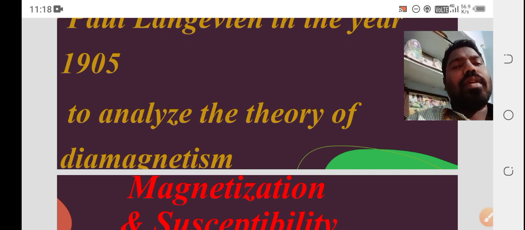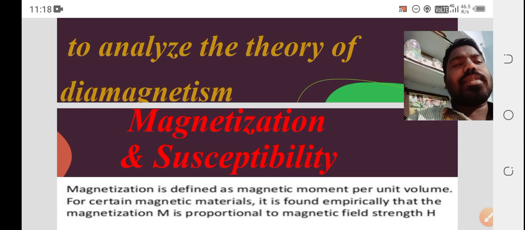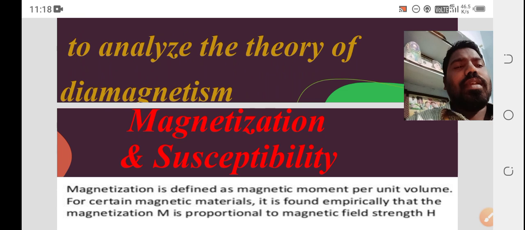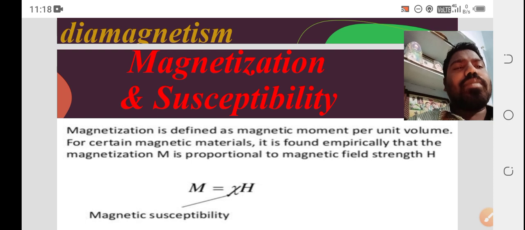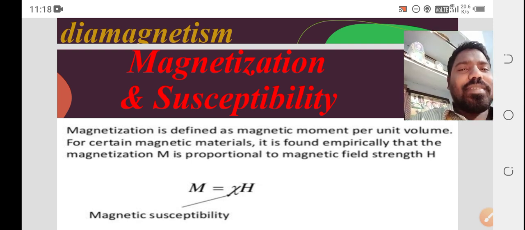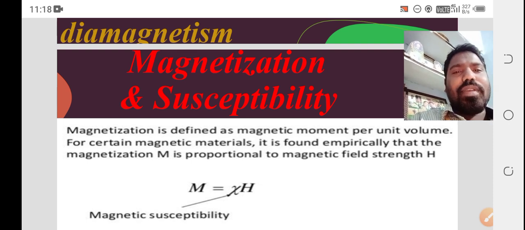Before we move to this concept, we want to know the exact relation between magnetization M and susceptibility chi. Magnetization is defined as magnetic moment per unit volume. What is magnetization? Magnetization M is defined as magnetic moment per unit volume.